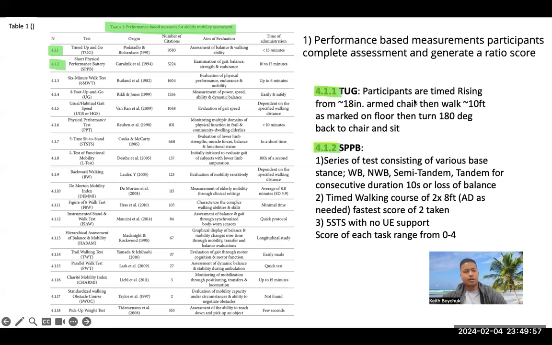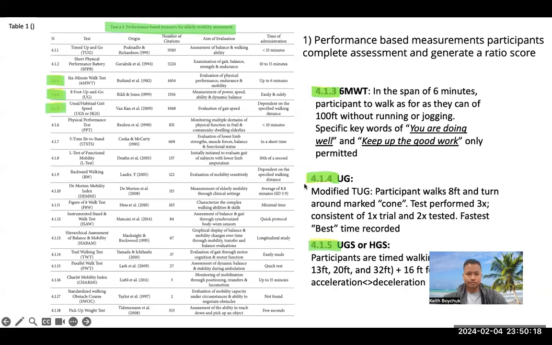Timed Up and Go: the participant walks a particular distance, turns around, and sits down. Short Physical Performance Battery: this one consists of various activities, once again checking for balance, walking time, and the ability to sit to stand.